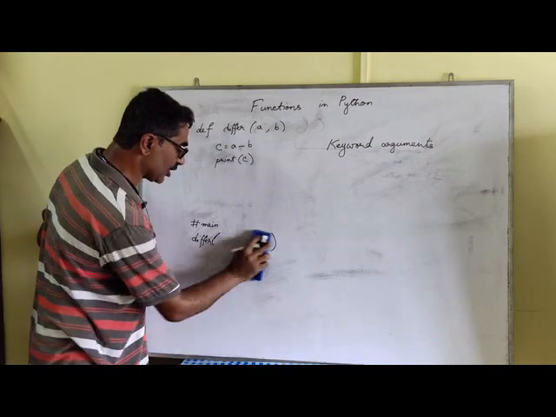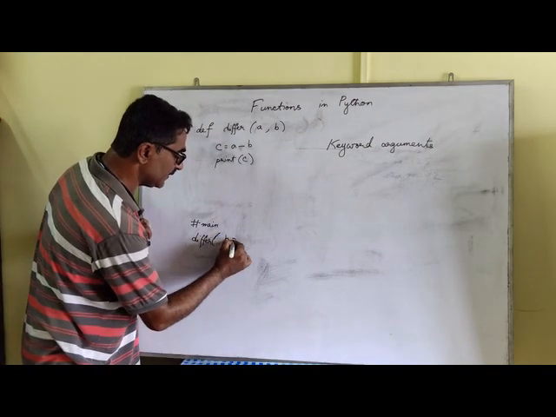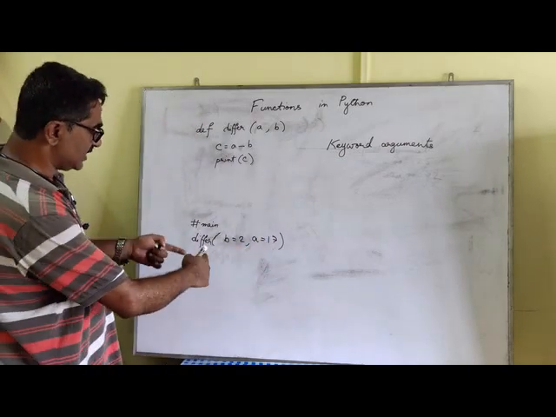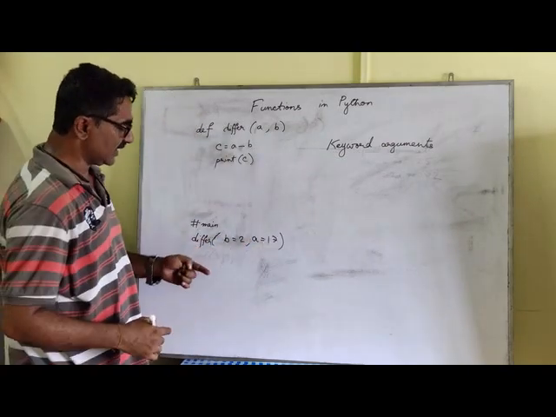This may be written in any order. I can write b equal to 2 and a equal to 17. Although you see the order has changed, that is I have written b and a next.